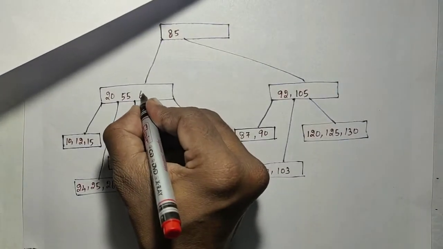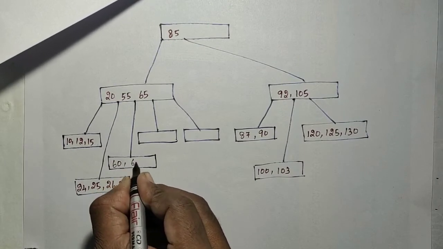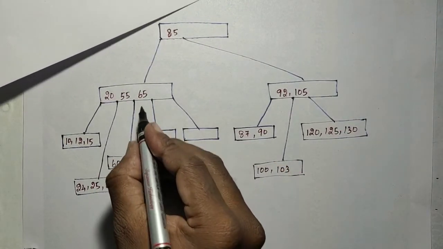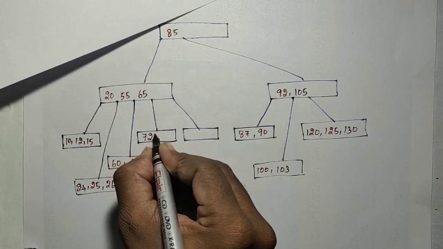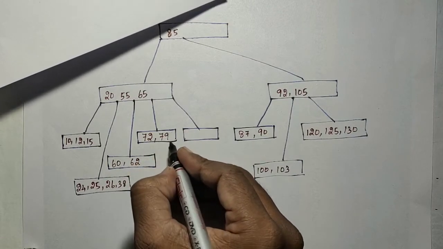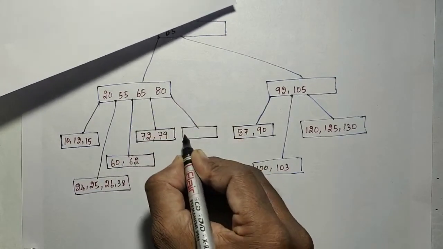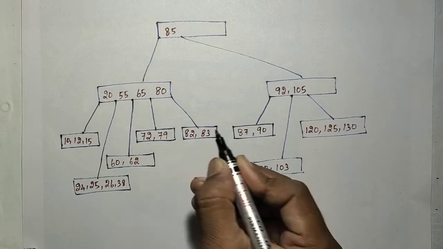Okay, so 65 is moved here, but here it is only 60 and 62. Okay, now the 72 is moved down, so that 72 and 79 alone are there, and 80 is moved to this place, that is 80, 82 and 83. Okay, so this is the content.